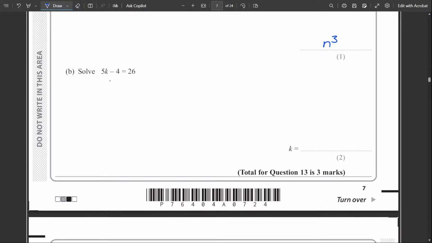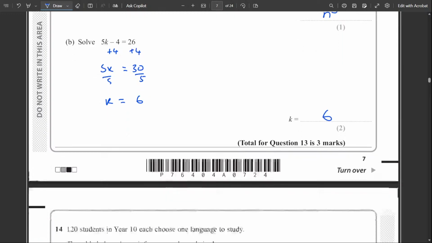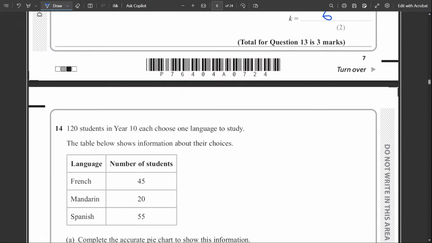Solve that. So you add 4 to both sides of the equal sign. You get 5k equal to 30. And that means divide by 5 on both sides. You get k equal to 30 divided by 5, which is 6. Again, if you don't know that, you use your calculator.